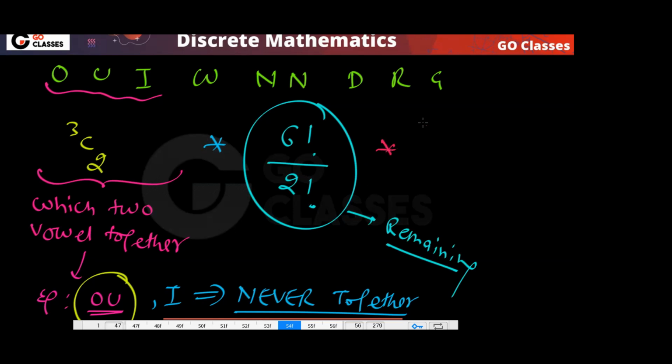Now how many gaps are there? You have total 7 gaps. In those 7 gaps, you can permute this box comma I. But remember, O comma U can also permute in 2 factorial ways. Yes or no? Is this clear? Tell me.